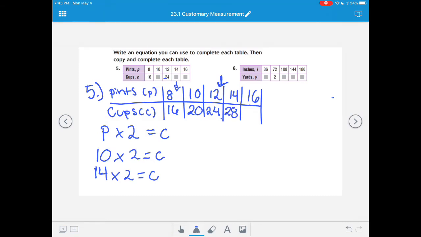And then instead of writing P times 2 again, I'm going to write 16 times 2 because that's the last number they give me. So what is 16 times 2? That might be a little bit more challenging for you to do in your head, so you might need to do it out vertically. 16 times 2 is 32. All right, we're going to do one more like that.